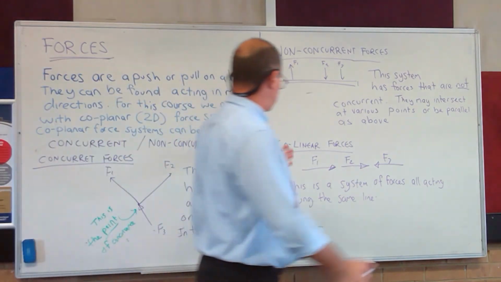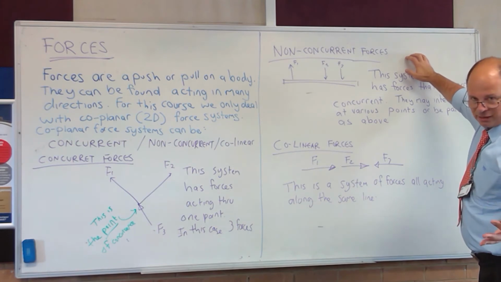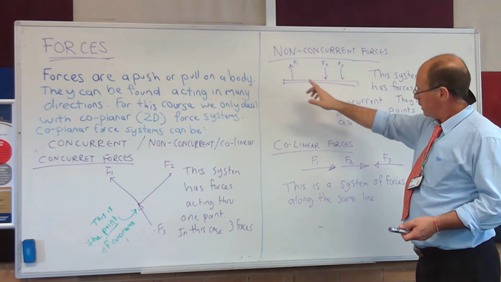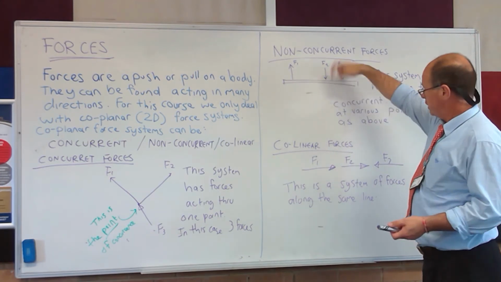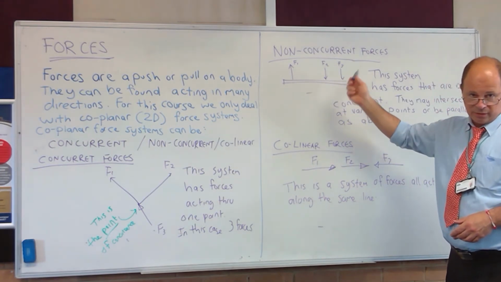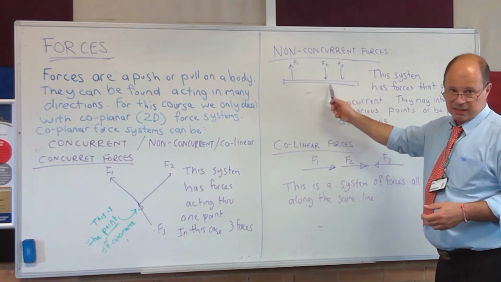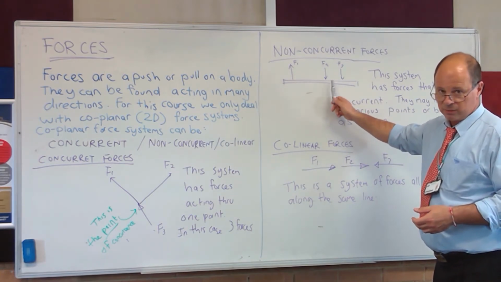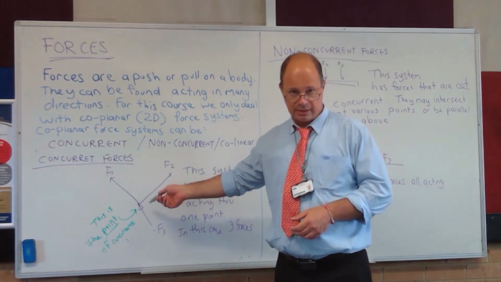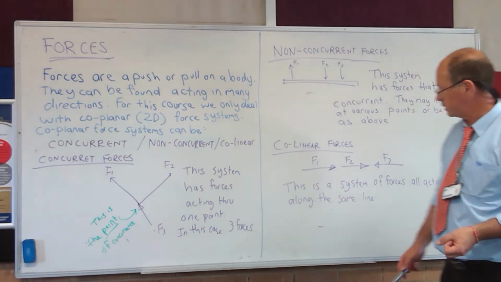The next system that we deal with is non-concurrent, and as the name implies, it's not acting through one point because it's not concurrent. So here we've got a beam or an object, and we've got one force F1 going up, and F2 and F3 acting down. Now when we do moments later on, which is forces acting at a distance from a pivot point, you're going to need to understand this concept. That's why we're doing this concept here. When we're doing equilibrium questions, quite often you're going to need to understand this system. All of this will start to make sense later on when you do actual problems.